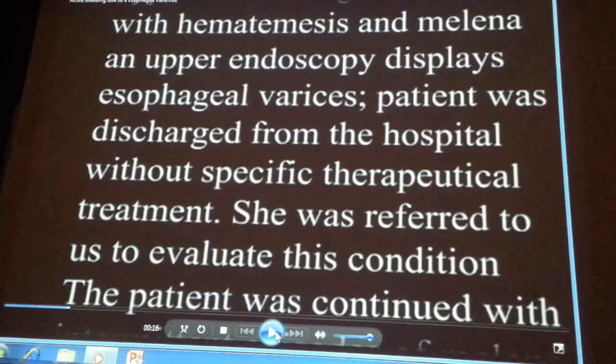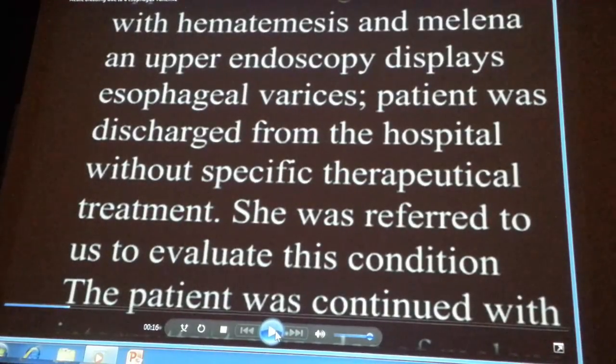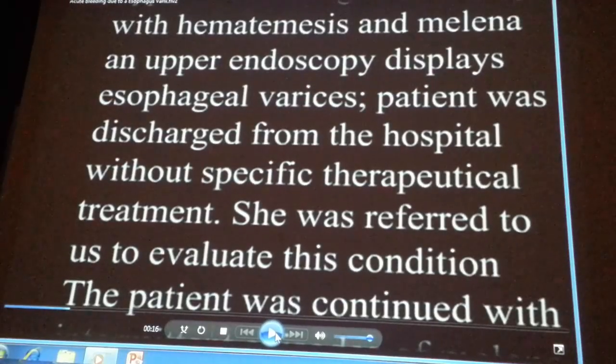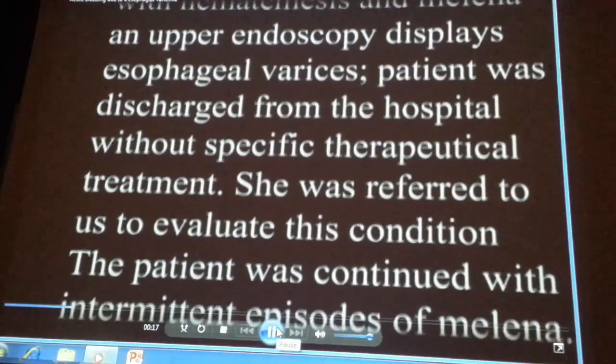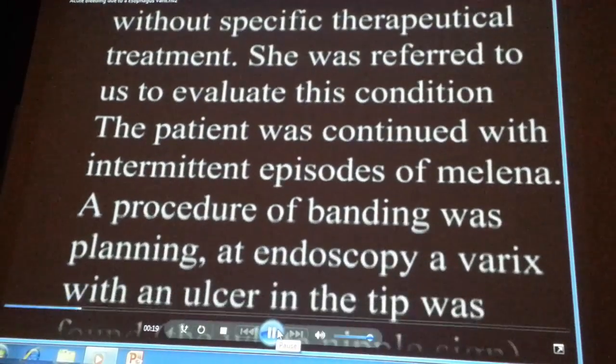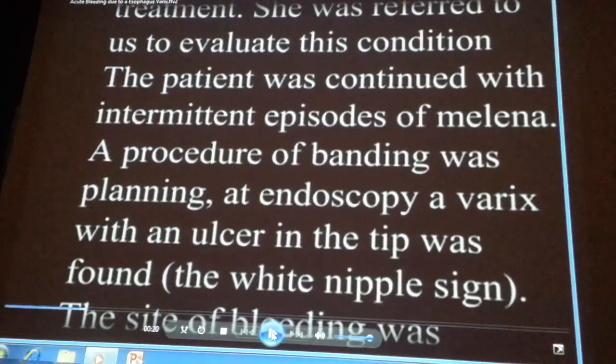The patient was discharged from the hospital without any specific therapeutic procedure because it was a primary or secondary institution, meaning they don't have the capability. They don't have enough facilities or material to undergo operation or endoscopic stability. So she was referred to us to evaluate this condition. The patient continued with intermittent episodes of melena. A procedure of banding, the same as stability, but instead of clipping, we place a band around the varix, was planned.